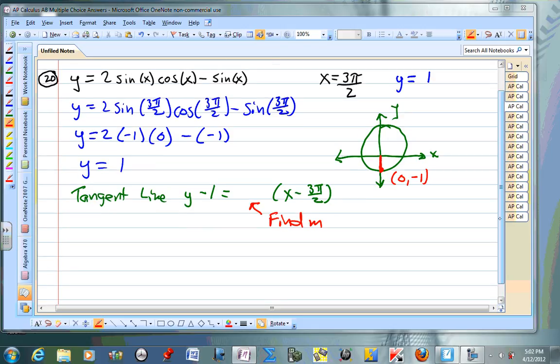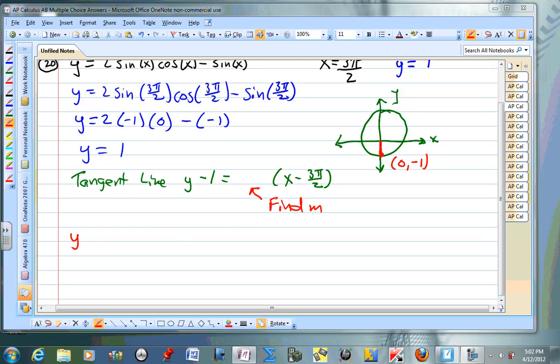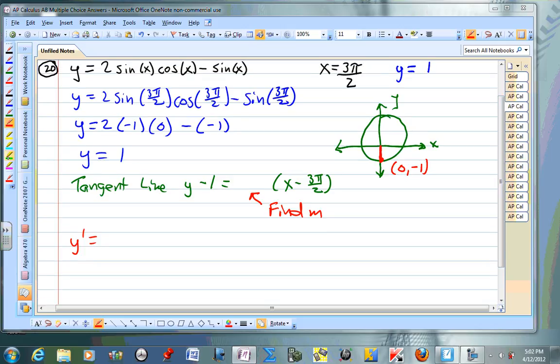Now to find m, we're going to have to differentiate. So we'll have y prime equals 2 times the derivative of sine is cosine. Oh boy, oops, hold on. We got a product rule there. I'm sorry, we got a product, so we're going to have to use the product rule. So let's back it up a step. Let's go like this. Y prime equals, just for the sake of communication, we're going to use the first and second function. Let's say 2 sine of x is the first function, and cosine of x is the second function.